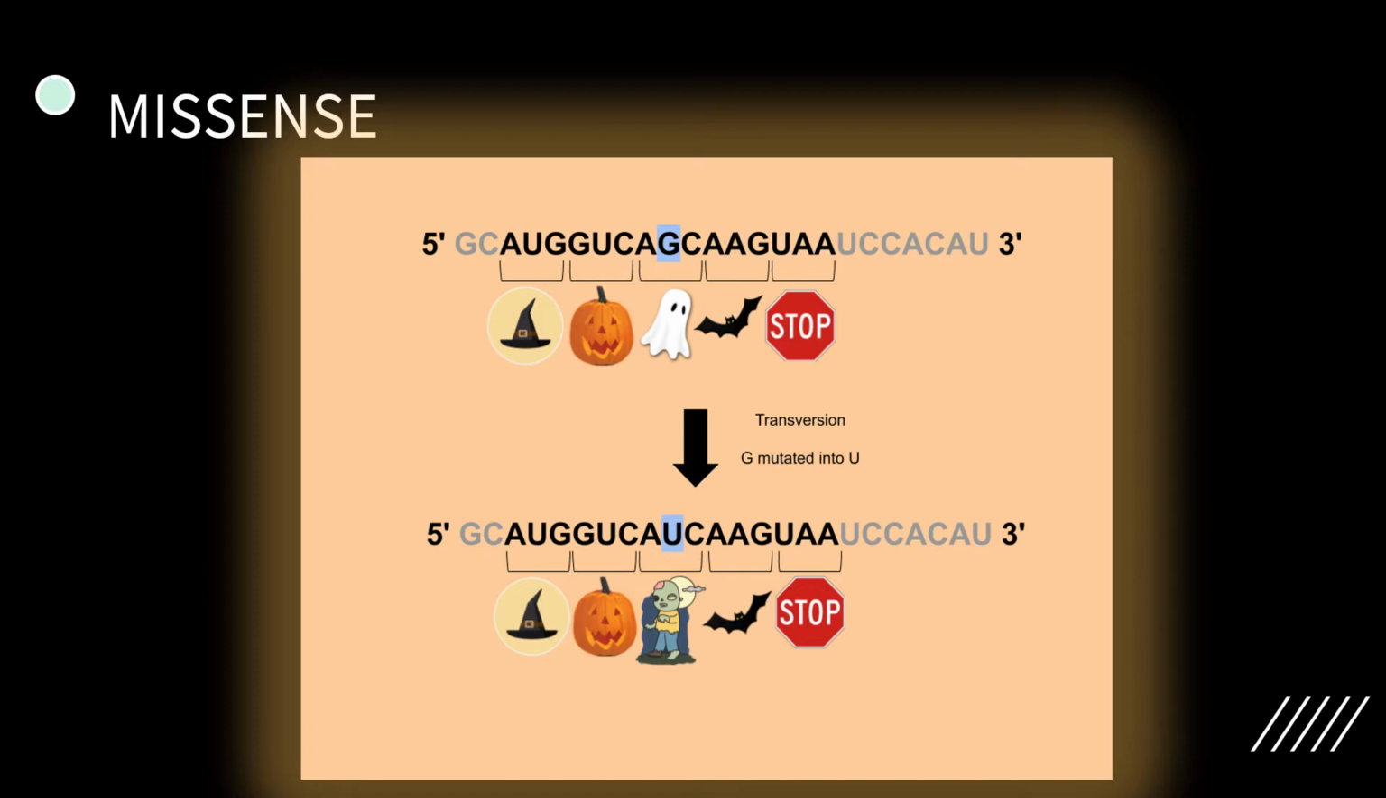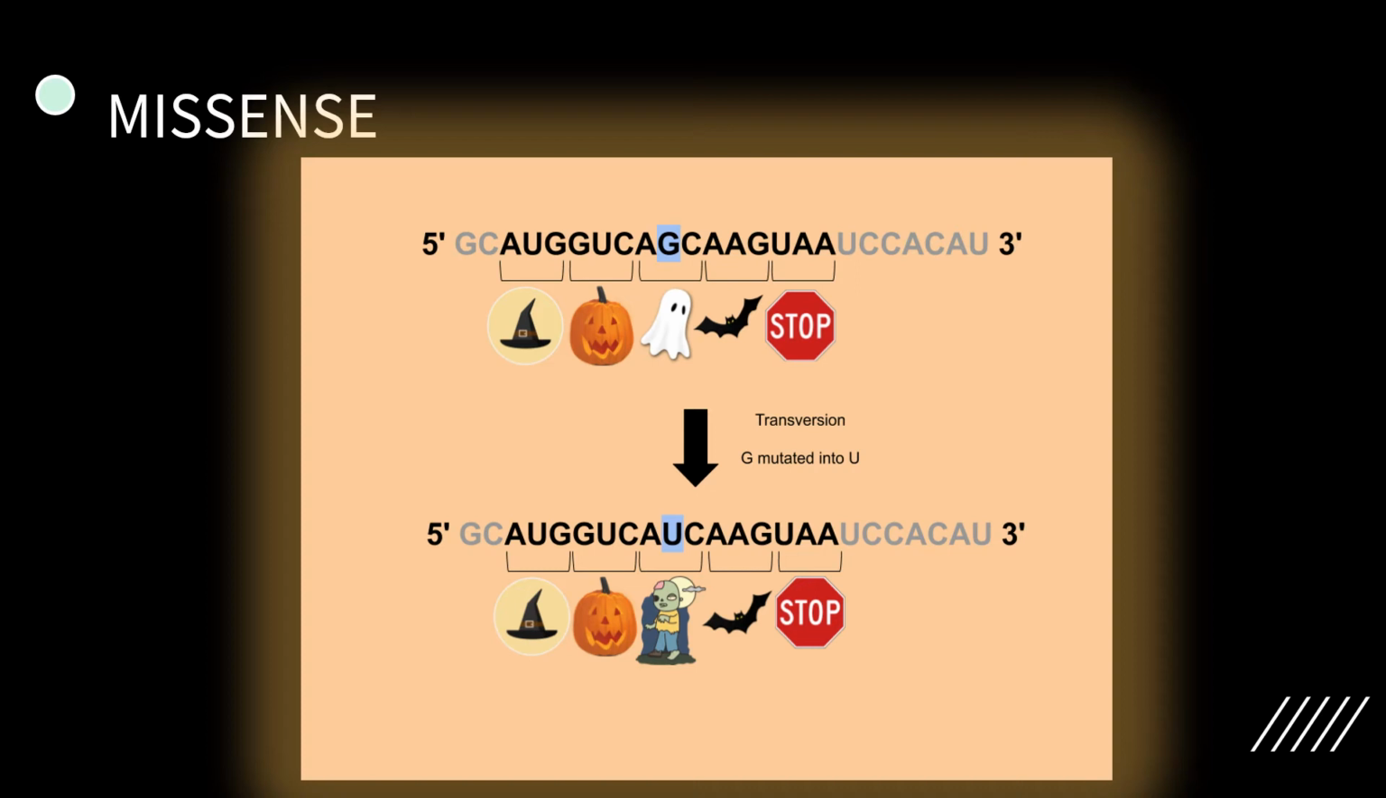So, the first consequence we're going to talk about is missense. Here we have a Halloween themed presentation because it's October, and I've replaced the amino acids with Halloween characters just to make it easier to follow along. So here in our sequence you can see that these codons code for a witch's hat, a pumpkin, a ghost, a bat, and then there's a stop codon.